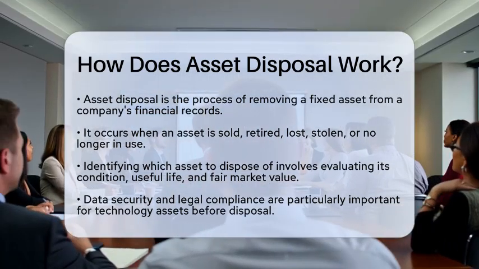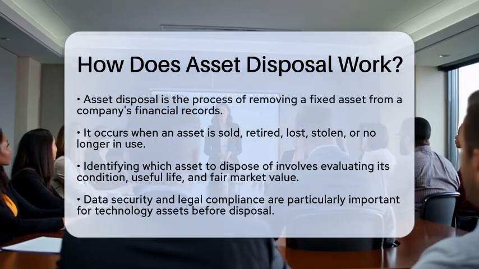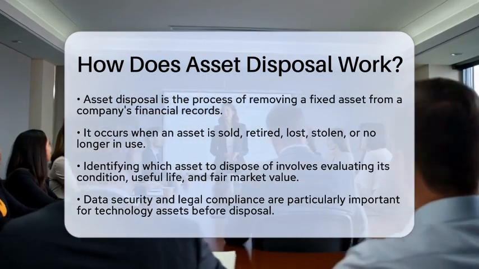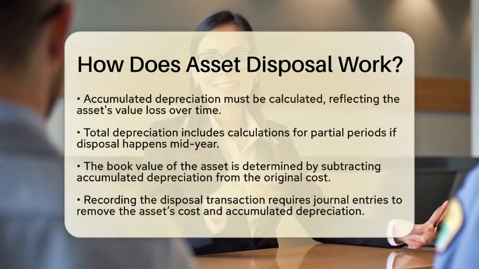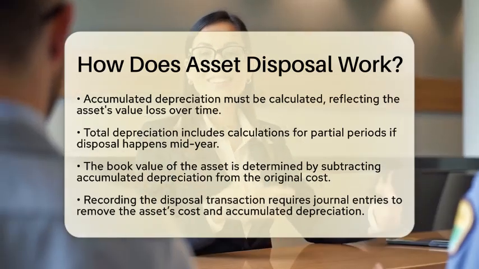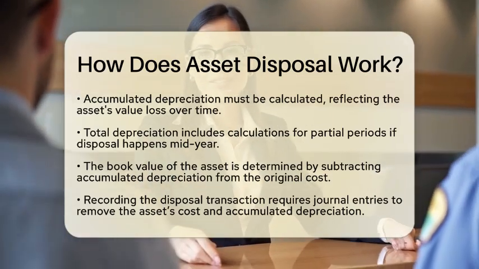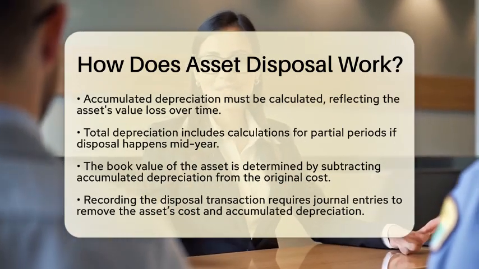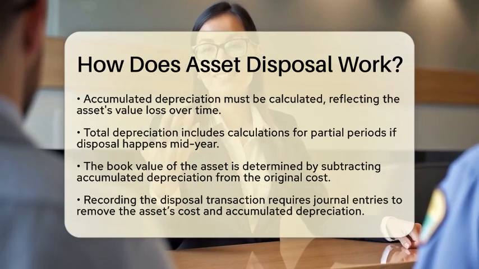Next, it is important to calculate accumulated depreciation. Assets lose value over time, and this loss is recorded as depreciation. When disposing of an asset, the total depreciation accumulated up to that point must be documented. This includes calculating depreciation for partial periods if the disposal occurs mid-year.